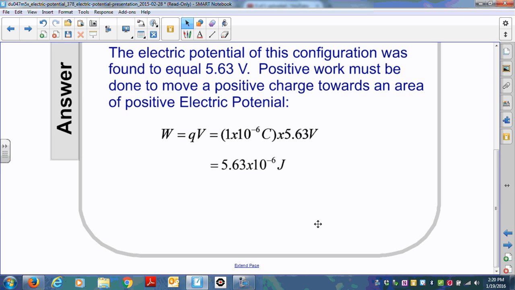If you're unsure where the 5.63 volts came from, please check the previous examples where we saw the total electric potential of the configurations.